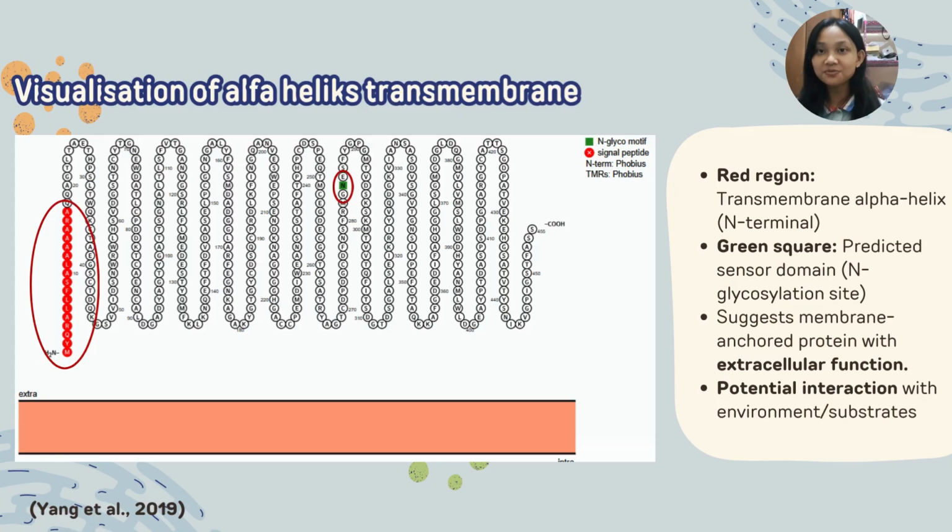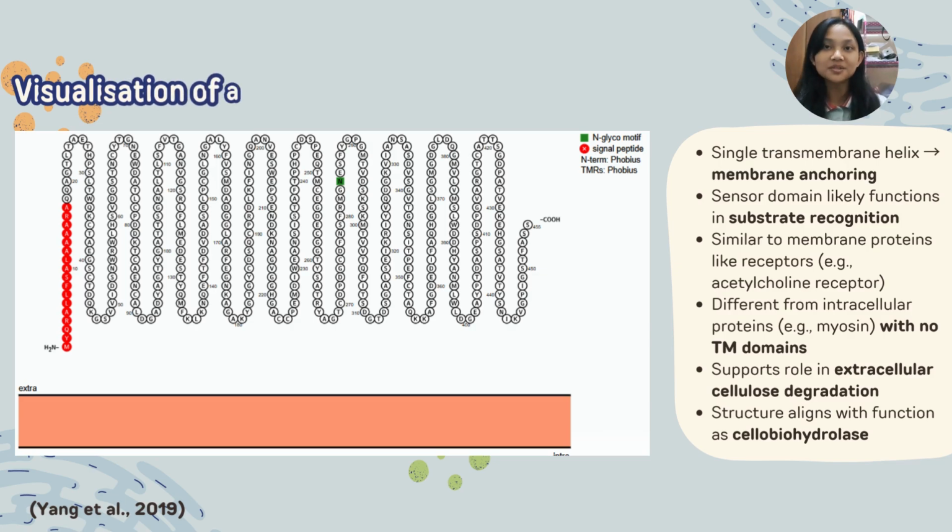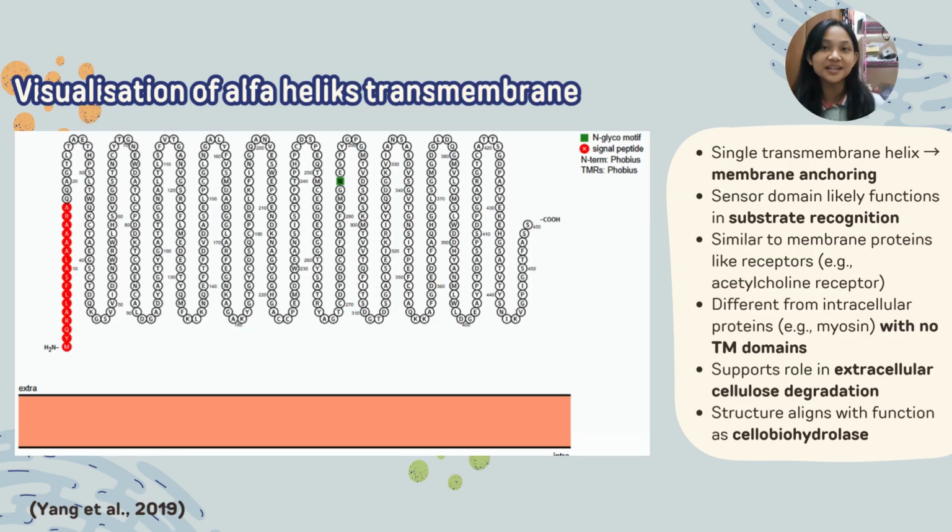From the visualization, we can observe that cbhA contains a single transmembrane helix located at the N-terminal region of the protein. This suggests that cbhA is likely anchored to the membrane, with most of its functional domain facing the extracellular space. The presence of the green sensor domain, marked by the N-glycosylation motif, indicates a potential extracellular connection or binding site, possibly for substrates or environmental molecules.